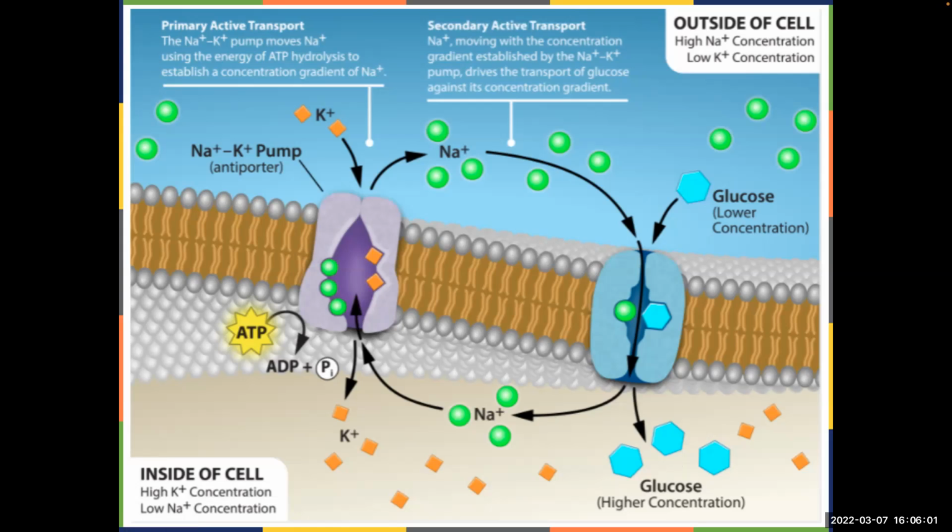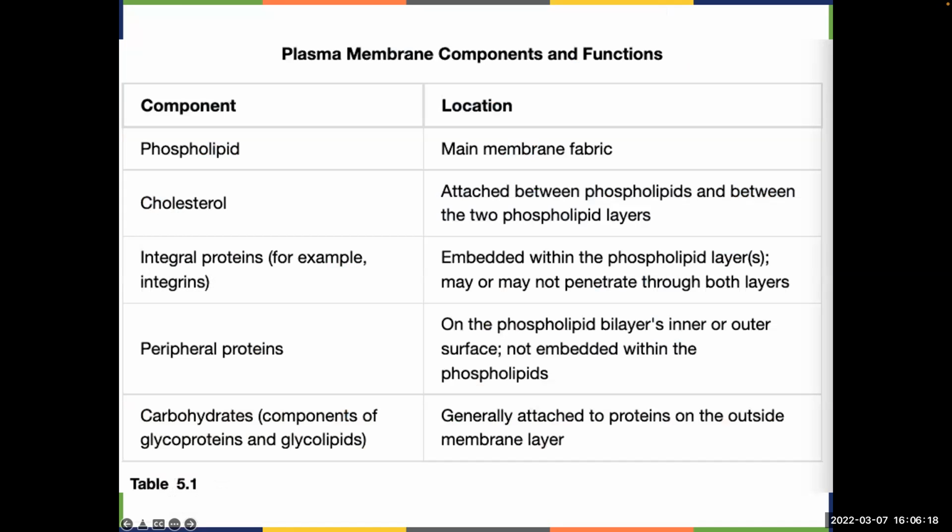So secondary active transport. It took energy to make this sodium gradient. Now you're able to use that gradient to drive the transport of glucose. So it's secondary active transport. Okay, so this is everything we talked about today. Review it, memorize it, make sure you understand it.